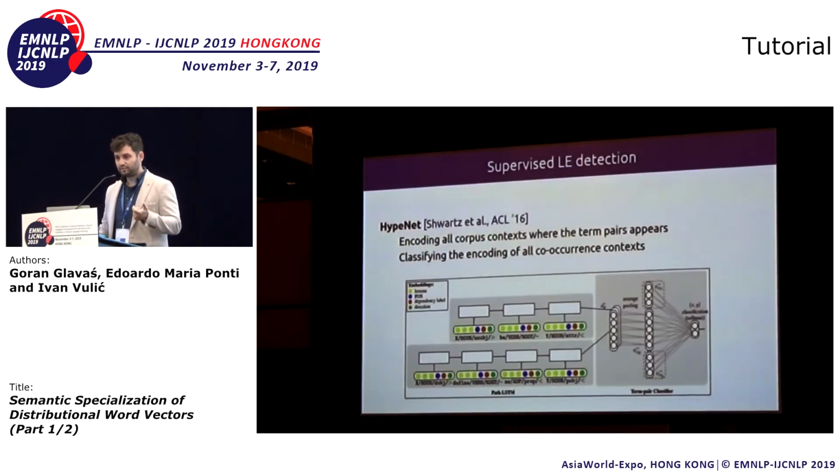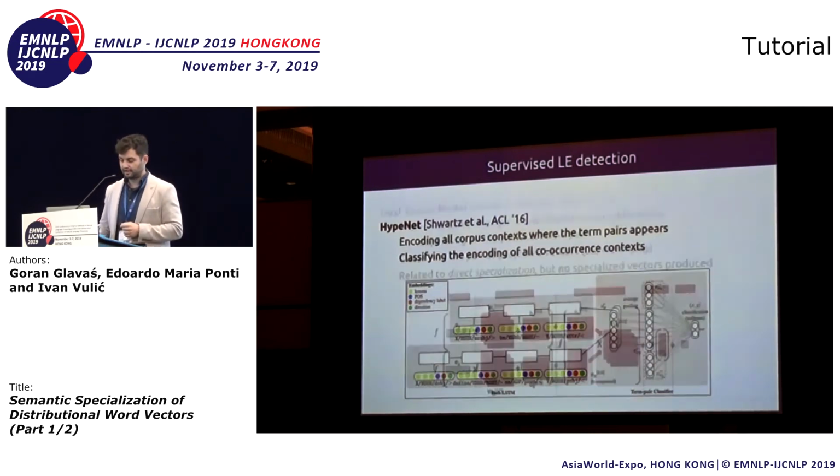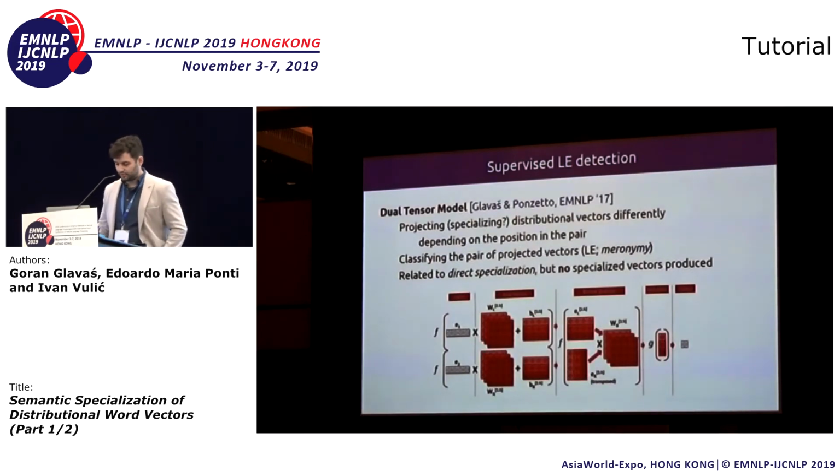In terms of supervised models for predicting lexical entailment, there's the HypeNET model, where for every pair of words for which they need to predict whether the relation holds, they go into a corpus and look at all the dependency paths in which these two words co-occur. They encode all of those dependency paths with an LSTM encoder, and the encoding of all the contexts in which the two words co-occurred is fed into a classifier which predicts the relation, and they train it on a larger training set.